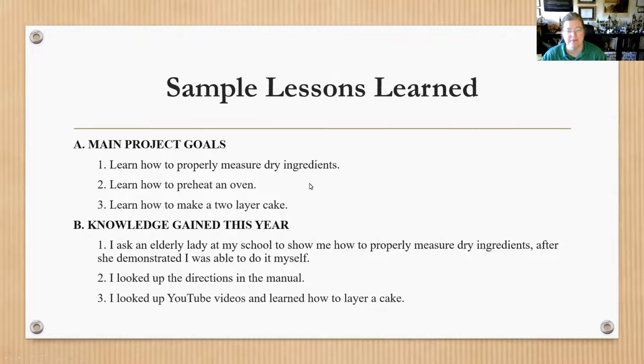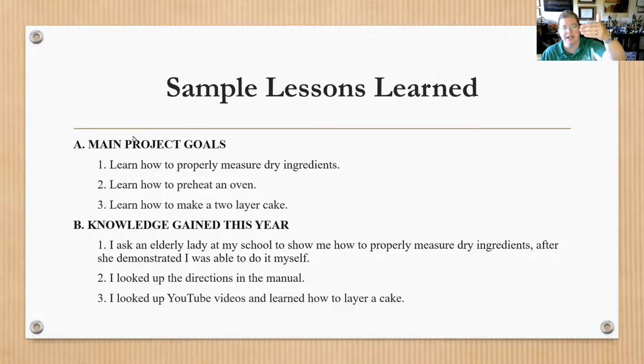Some of them are specific. They are relevant, but is it measurable? And so we would be very dicey. We'd probably consider a lot of that. Knowledge gained: "I asked an elderly lady at my school to show me how to properly measure dry ingredients. After she demonstrated, I was able to do it myself." I would give full marks on that one. She expressed everything that she did relevant to her project.